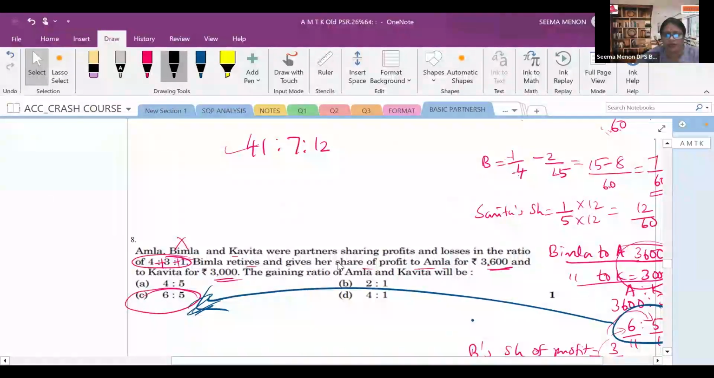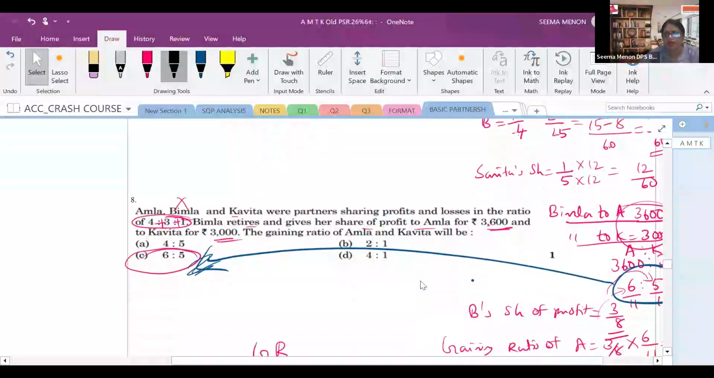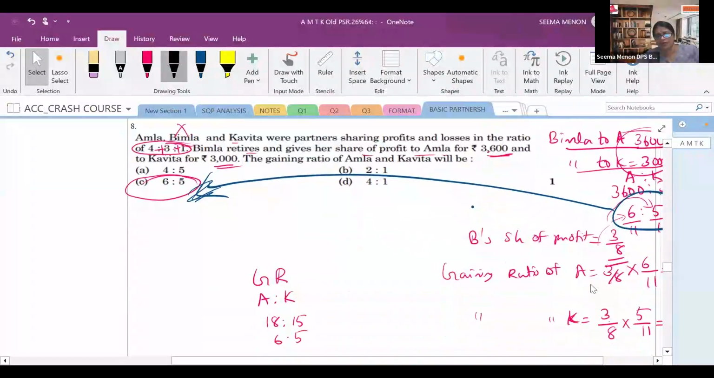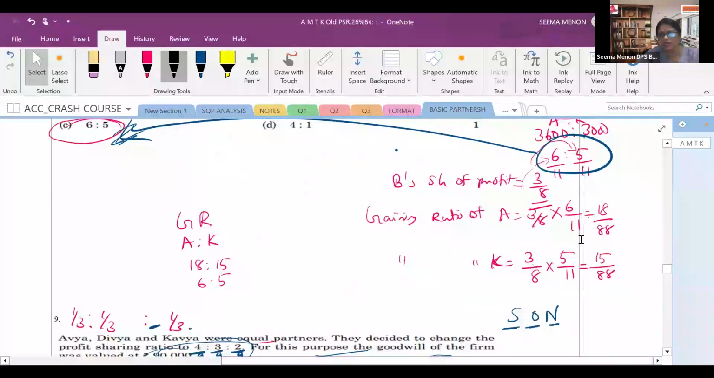Here also, again, the partner retires and he is giving the share to Anita and Kavita in 3,600 and 3,000. From that, we are getting the contribution of gain. But the gaining ratio directly, we cannot take that. Here, coincidentally, it becomes the same only. So we take B's profit sharing ratio, that is 3/8. It's 6/11 will be given to the existing partner Amla, and Kavita will be getting 3/8 into 5/11. So whatever they are gaining, the gaining ratio, we got it as how much? It is 18:15. Again, we minimize that to 6:5.